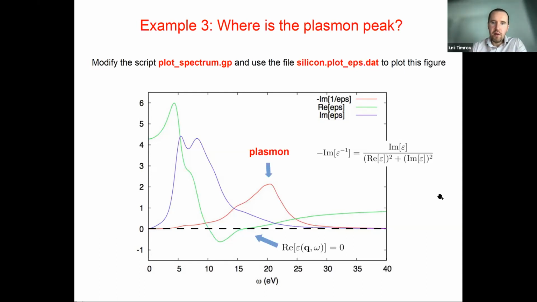But more or less we can identify that this intense peak is the plasmon. And by the way, just to comment, when the real part of epsilon is zero but with a negative slope, going from positive to negative, you find peaks in the imaginary part of epsilon.